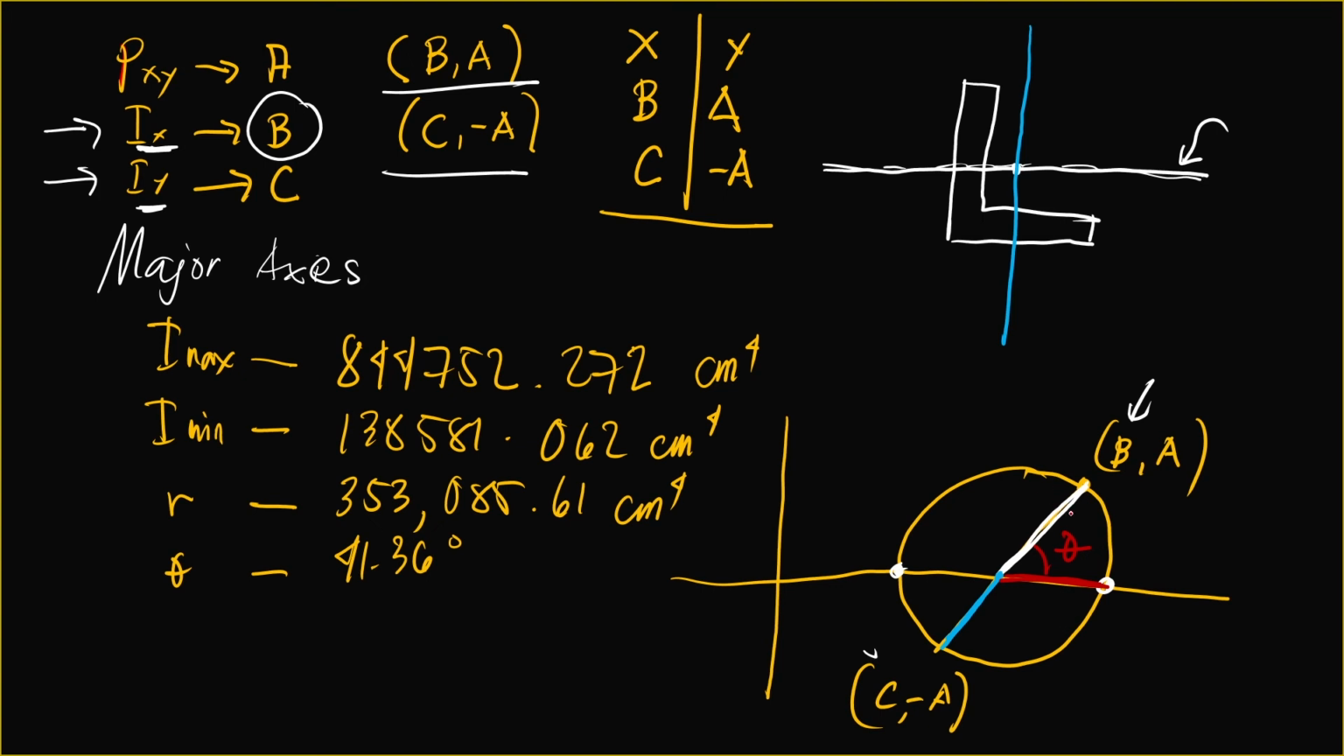The angle is 41.36. You measure it from the x-axis, right? This is the x-axis, that is why it is Ix. Can you see the red? You measure from the x-axis, the white one, to the red one. From the x-axis to this axis, the axis where the maximum moment of inertia can be found, is theta on the Mohr circle. That is 41.36 degrees.